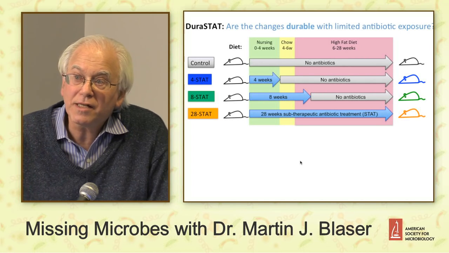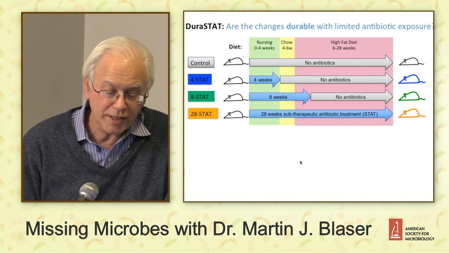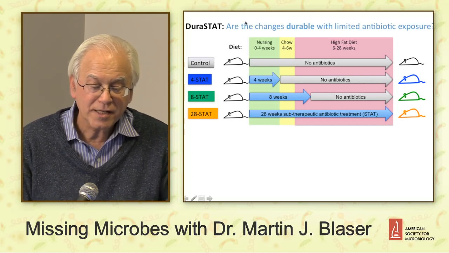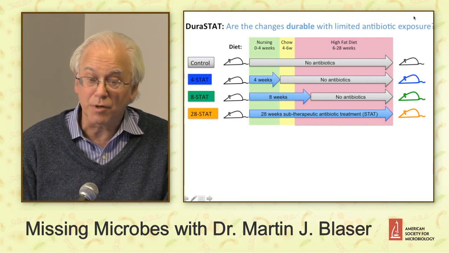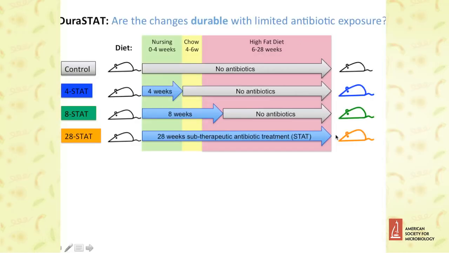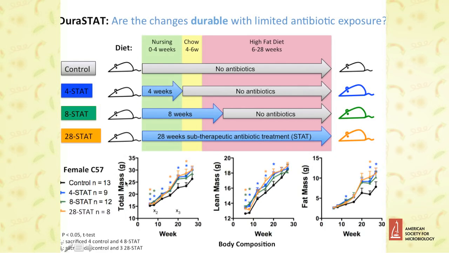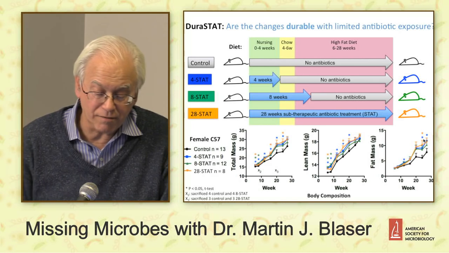So up to this point, the mice had gotten antibiotics all their life. So Laurie did an experiment that we called Durastat, asking, are the changes in body phenotype durable with just a limited antibiotic exposure? In addition to no antibiotics and lifetime antibiotics, there were mice that only got 8 weeks or only 4 weeks of antibiotics. Here we're looking at total mass, lean mass, and fat mass. The black line is the control group. We can see that in all cases, all the antibiotic courses increased total mass, lean mass, and fat mass. So 4 weeks early in life was sufficient. They didn't need the lifetime exposure.